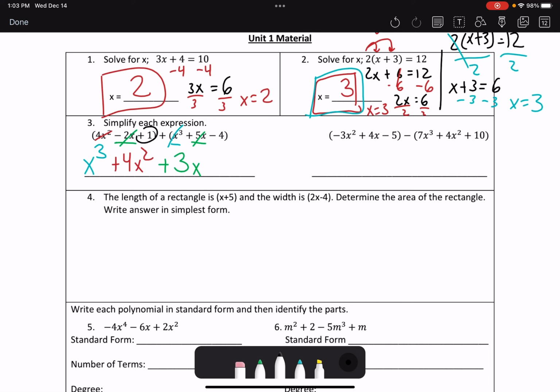And last but not least, we've got our constants, 1 minus 4, and 1 minus 4 is going to give us the value of negative 3. So I've taken both of these polynomial expressions and combined them into one 4-term polynomial expression.